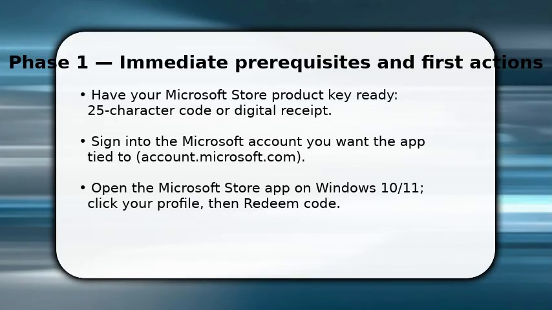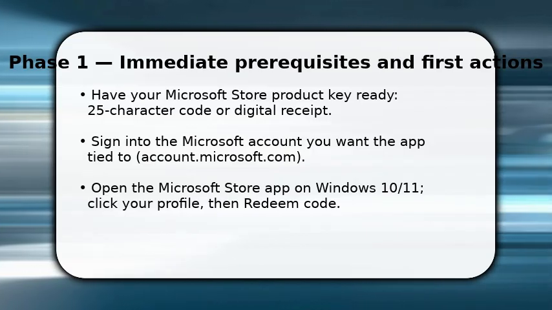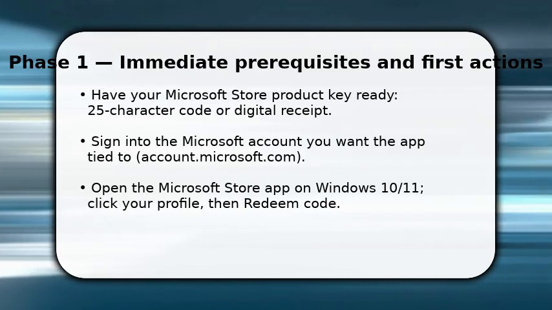You're going to redeem a Microsoft Store key now, so first sign into the exact Microsoft account you want tied to the purchase. Once signed in, open the Microsoft Store app on Windows. This is faster than a browser. With your 25-character product key visible, select your profile icon, choose Redeem Code, and paste or type the key.